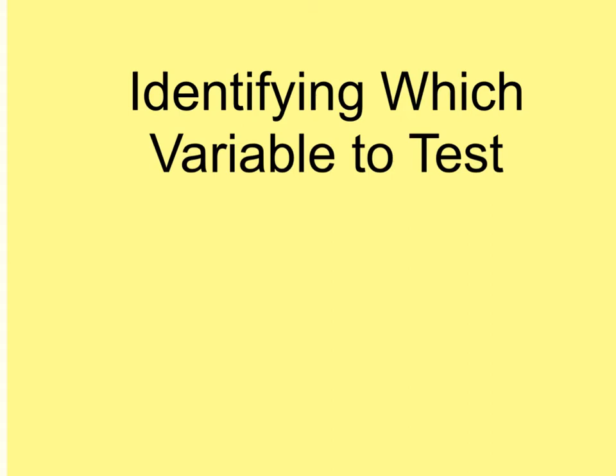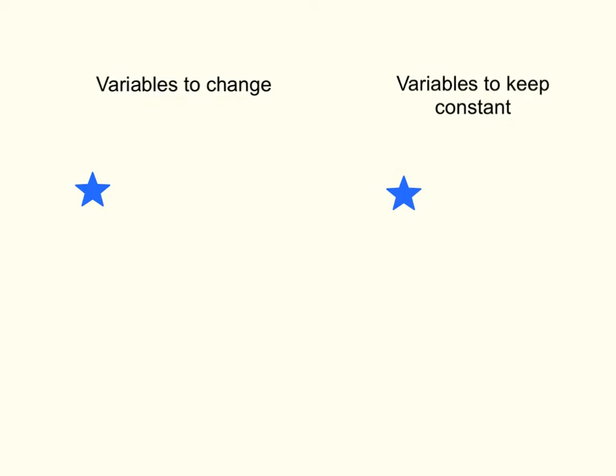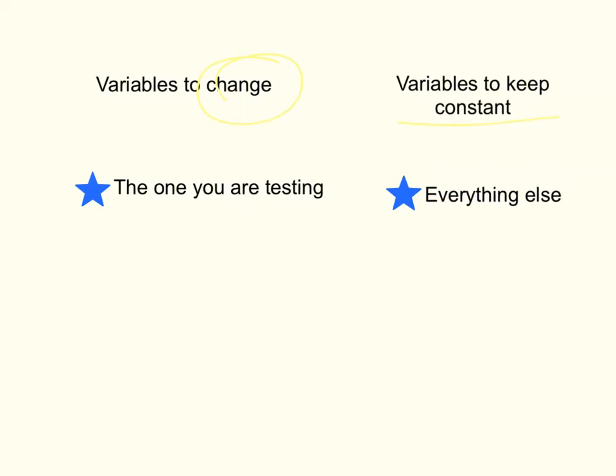When setting up an experiment, the most important part is knowing which variables to change and which variables to keep constant. We do this by asking ourselves one simple question. What am I trying or being asked to test? The thing you are being asked to test is the variable that you want to change to see what effect it has. The variables that you want to keep constant are basically everything else.